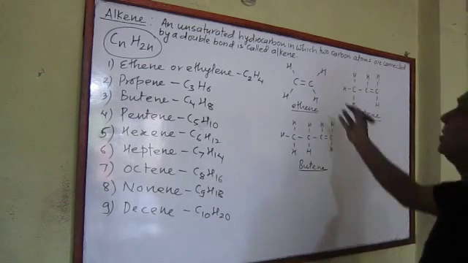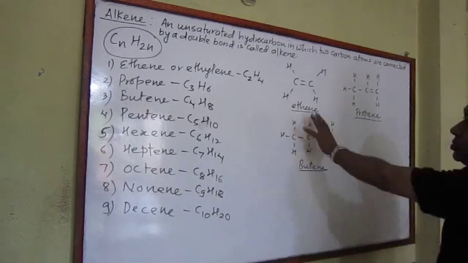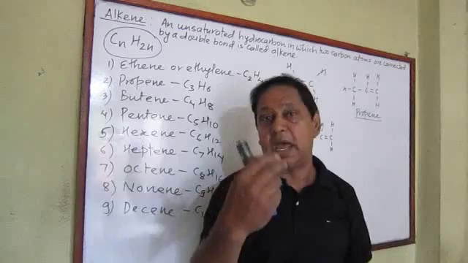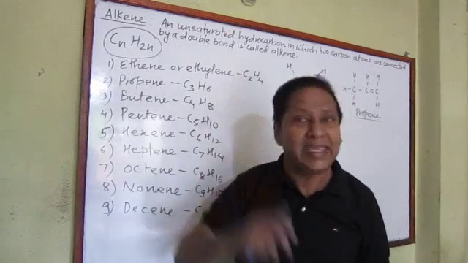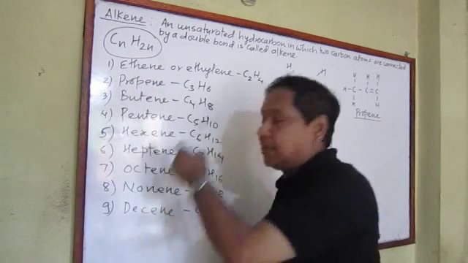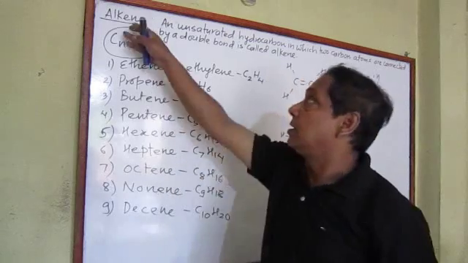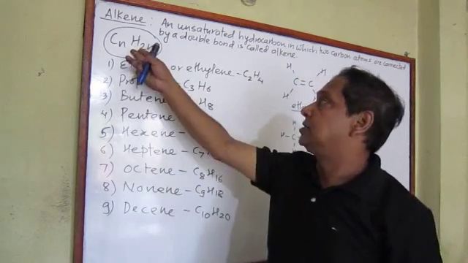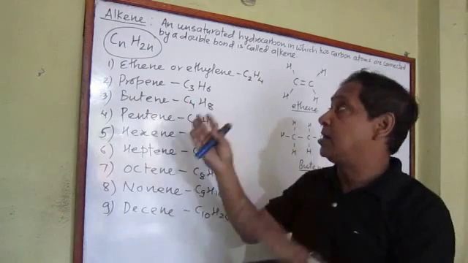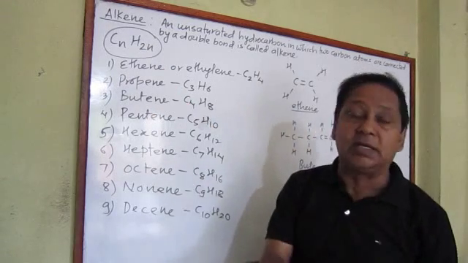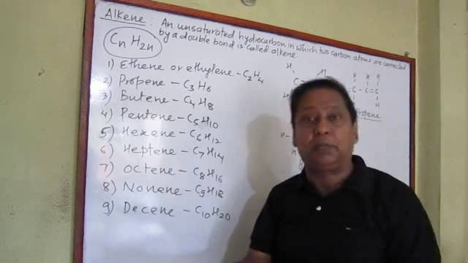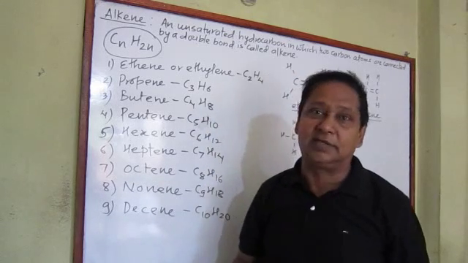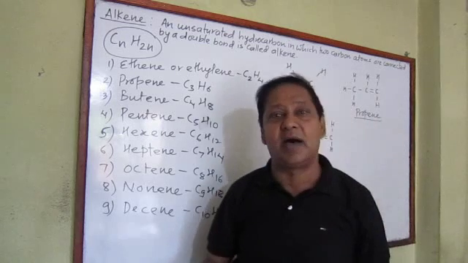This way we can write the structural formula. We have to remember that out of many carbon atoms, if 2 of them have a double bond, then that is called alkene. And the prefix represents how many carbon atoms, and ene represents there is a double bond between 2 carbon atoms. And the general formula indicates how many hydrogen atoms are there. If carbon is 5, then hydrogen must be 10. If carbon is 6, then hydrogen must be 12. This way we can write the molecular formula and structural formula of alkene.